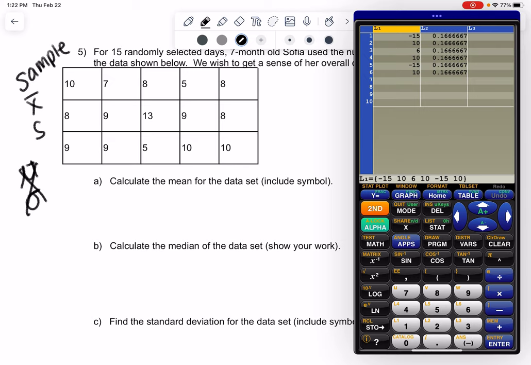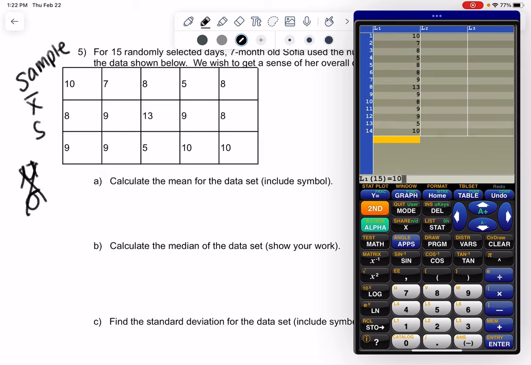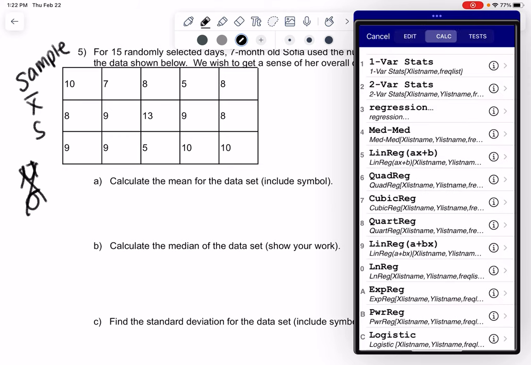If you have anything in here, go to the top and hit clear, enter, clear, enter. And we'll enter all the data. 10, 7, 8, 5, 8, 8, 9, 13, 9, 8, 9, 9, 5, 10, and 10. Notice I have 15 data values. Double check for typos. We'll go to stat. We'll go over to calc. And you go to one var stats, L1. And that should give us A, B, and C.